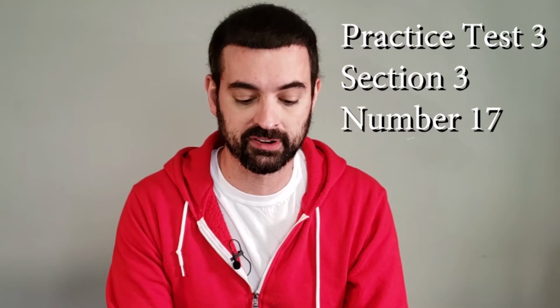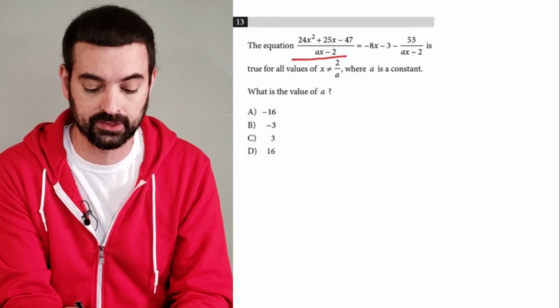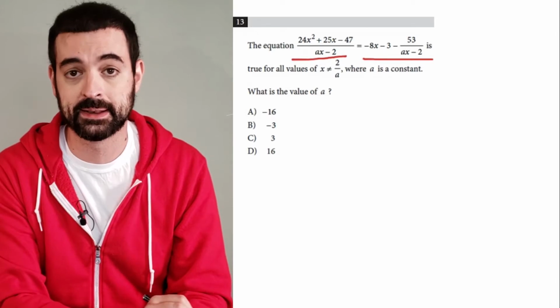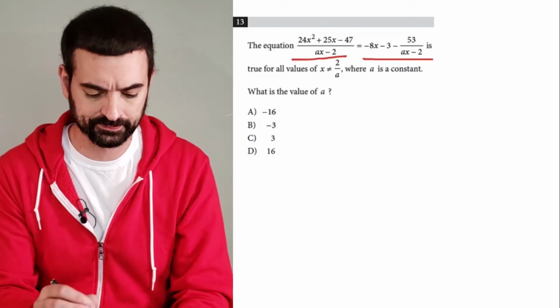This is test 3, section 3, number 17. This looks awful. And if you go into this without a plan, you'd better really know your polynomial rules. If you've gotten used to this idea of using term placement, you should be able to make the left-hand side look like the right-hand side and then match terms.